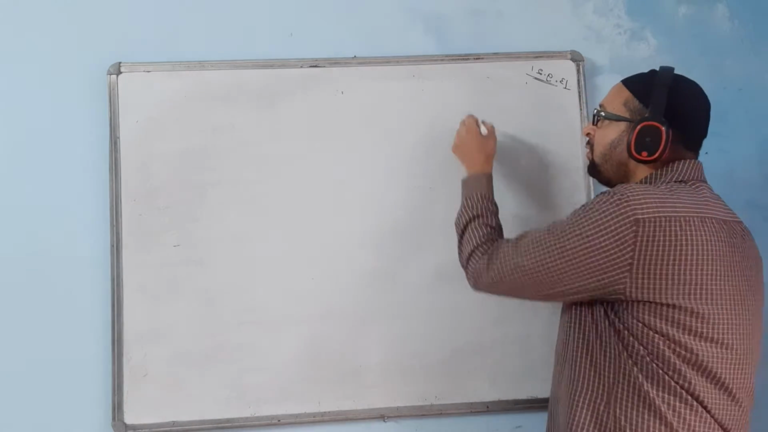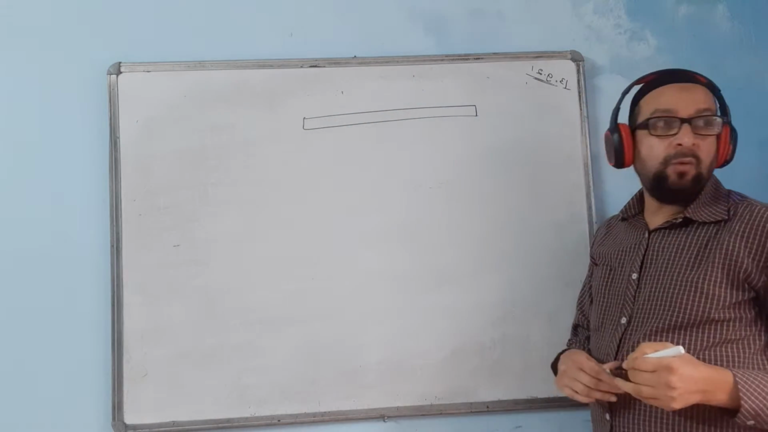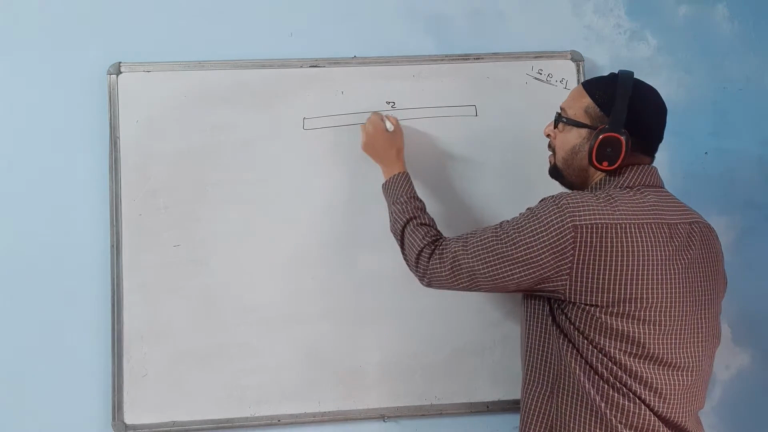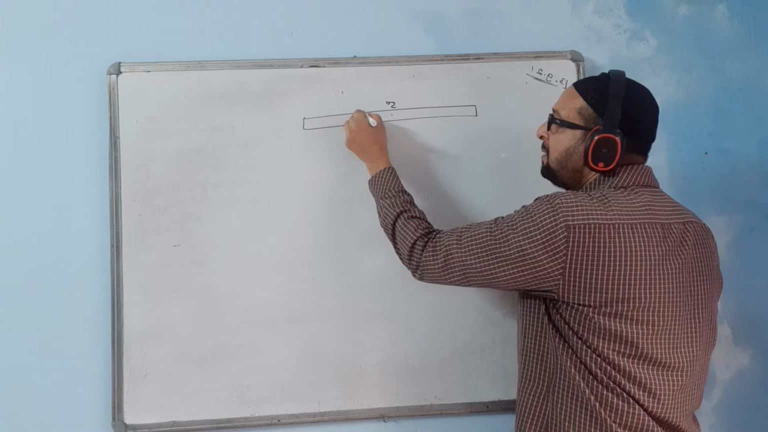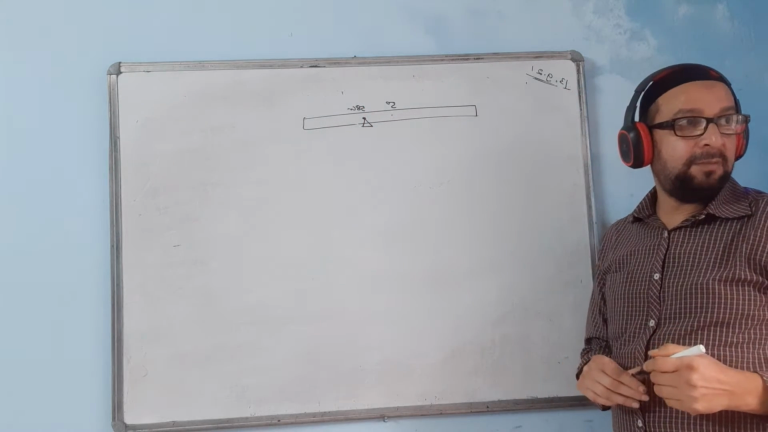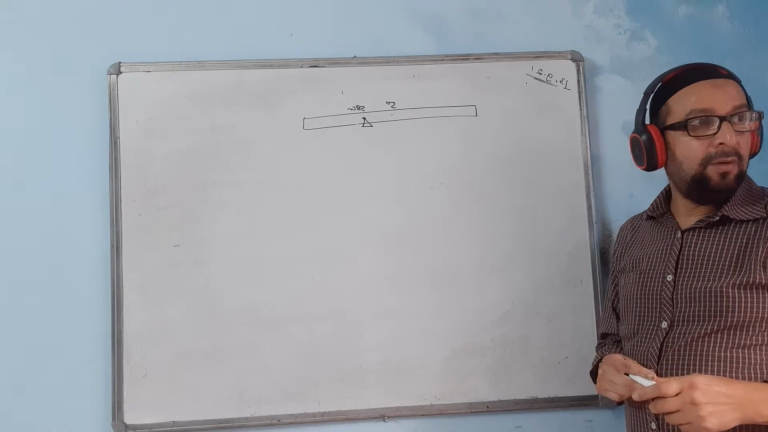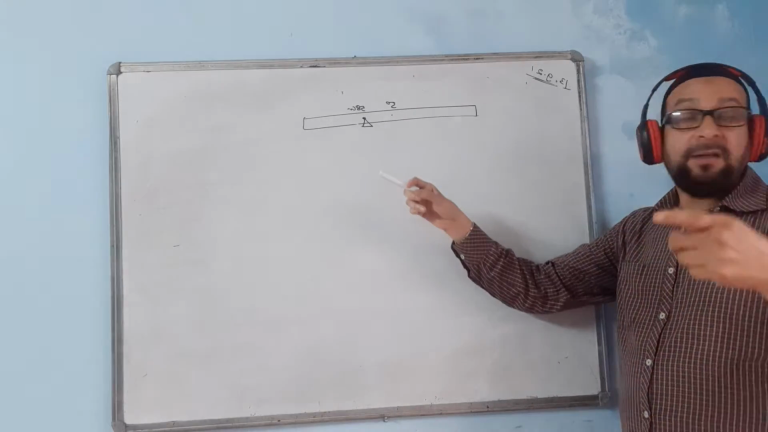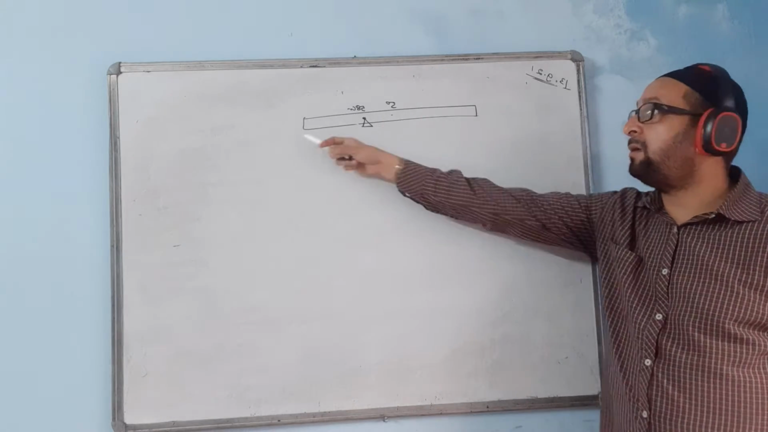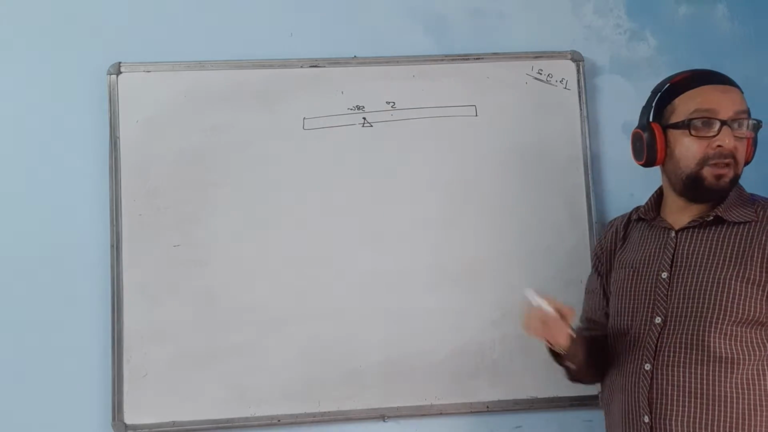For this question we draw the diagram in a short way. There is a meter rule which is balanced at the 58 centimeter mark. 50 will be here, and the balancing point is here. You can write 58 centimeter here. It is balancing over the 58 mark, but it is balanced by keeping a weight at one end, either here or here. Which side should you keep the weight in order to balance it?